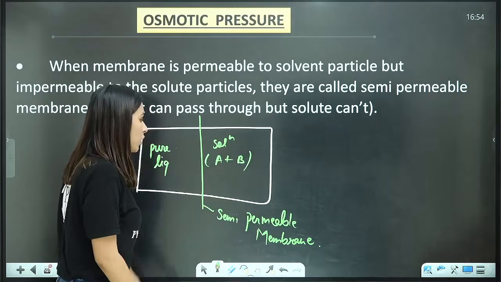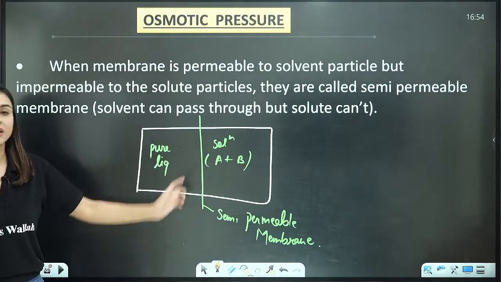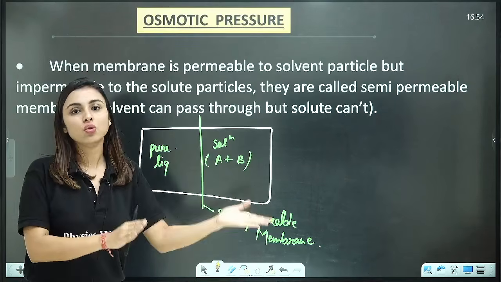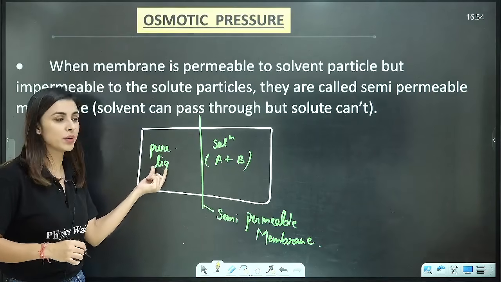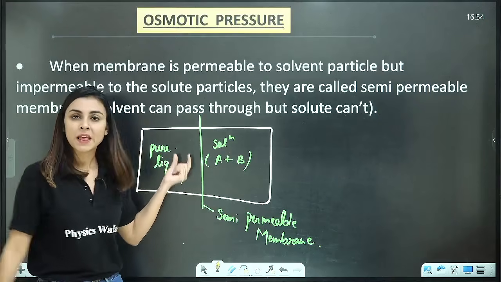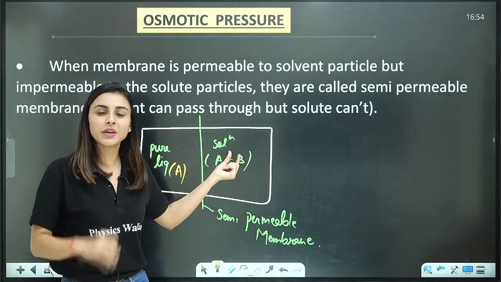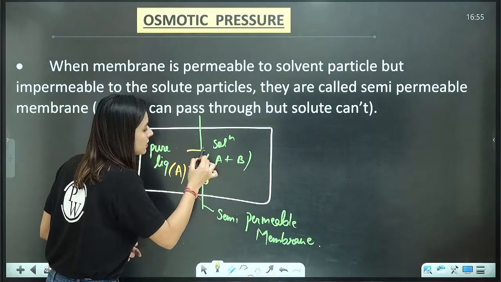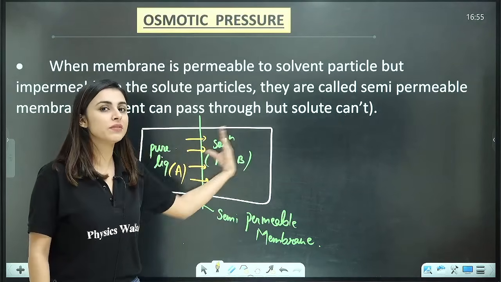Whenever you have this type of container, with pure liquid on one side and solution on the other, the movement is always from high concentration to low concentration. We have pure liquid of A here and solution here, so the amount of A is more in the pure liquid and less in the solution, as some amount of B is also present. So this movement will take place, and since the semi-permeable membrane allows the solvent through, the solvent will move from here to here.